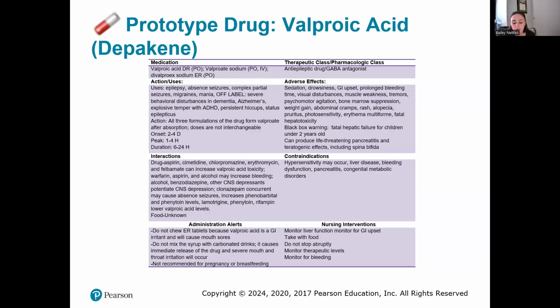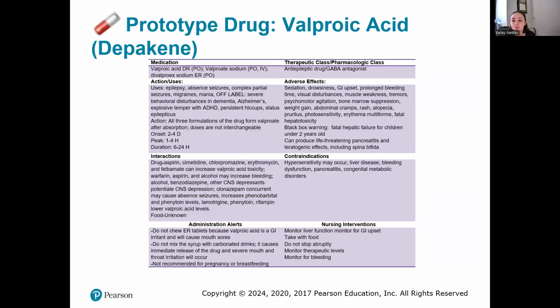Okay? All right, so side effects are sedation and drowsiness, as we've said with most of these. You can also have GI upset and prolonged bleeding times. That's a pretty big one. So having abnormal bruising, abnormal bleeding, nosebleeds, checking your urine and your stool for blood, big problem. We've got to watch out for all that, okay? Watch out for that bleeding. If they're taking aspirin, that is an interaction.